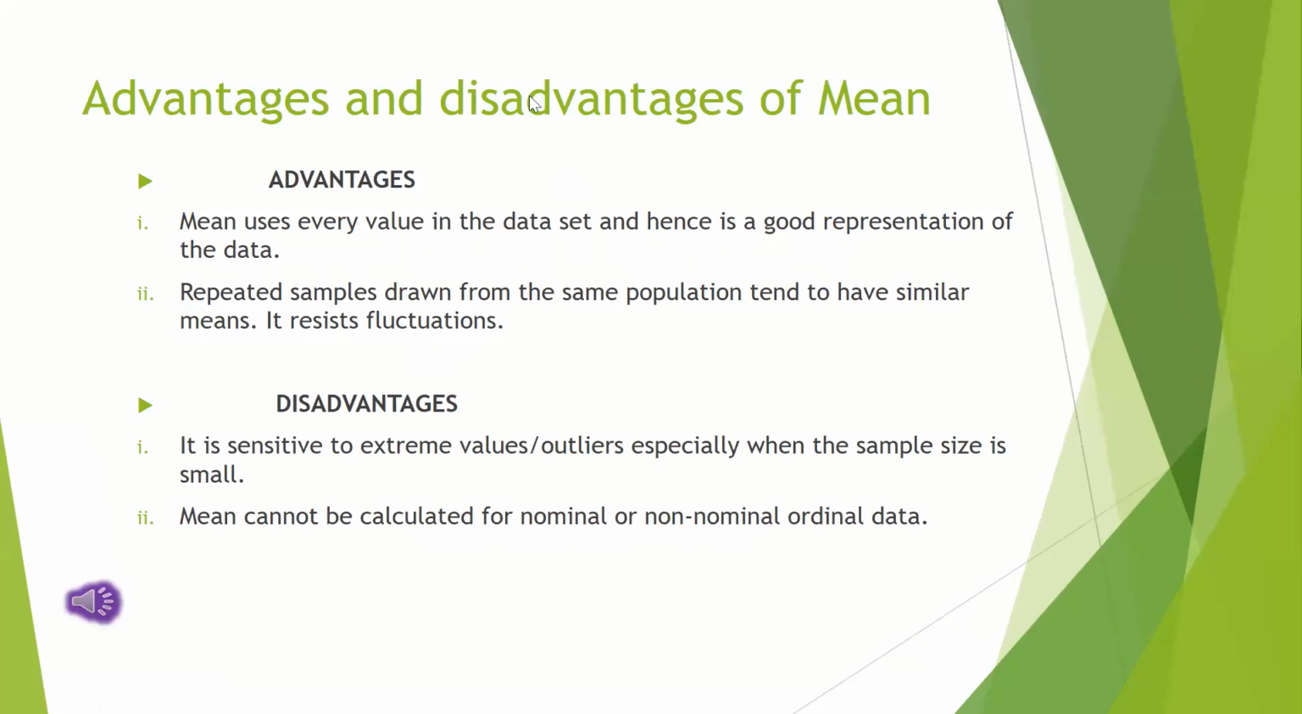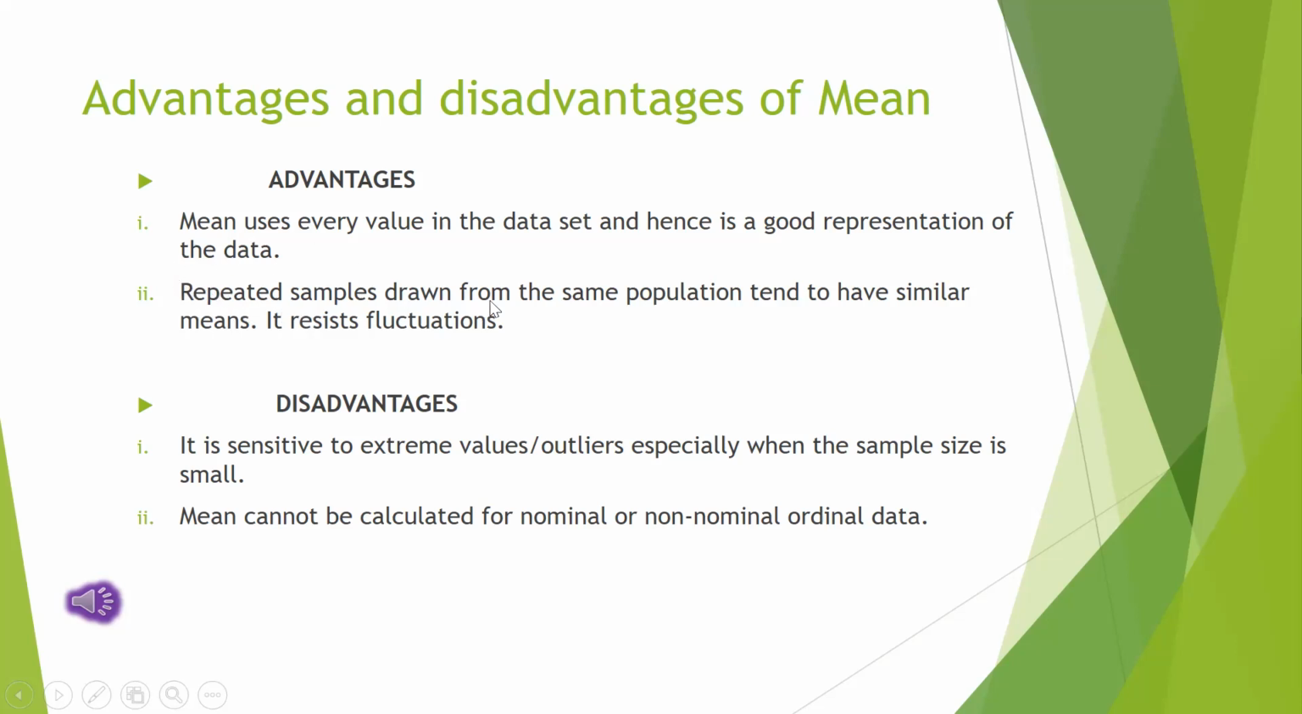Now we are going to look at the advantages and the disadvantages of mean. One of the advantages is that it uses every value in the data set, and hence it is a good representation of the data. So while finding mean, you cannot omit any value from the data set. Unlike the mode, where you only check for the value that occurs the most number of times, and then you take that. But for mean, you have to use every single value in a data set or the population.